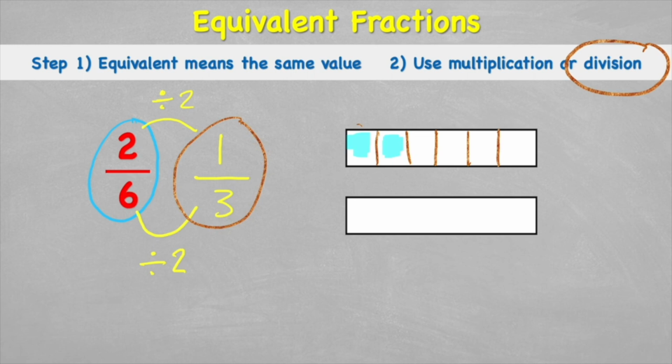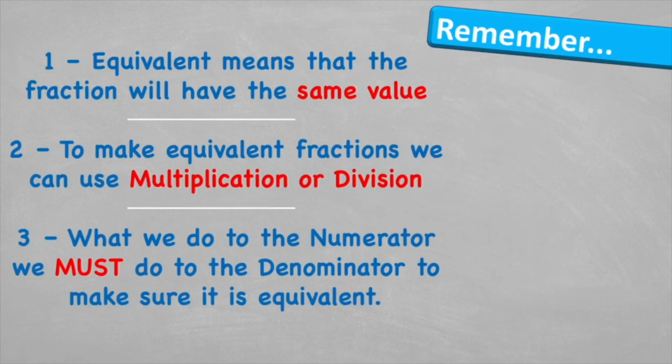Let's see. This time I'm going to get my chocolate bar and I'm going to just cut it into thirds. There we go. Each of these sections is worth 1/3. Now I'm trying to find an equivalent fraction of 2/6. So it's going to be all over this part. And we can see that 1/3 has the same value, or in other words, is equivalent to 2/6. Great job. Let's look at what to remember.